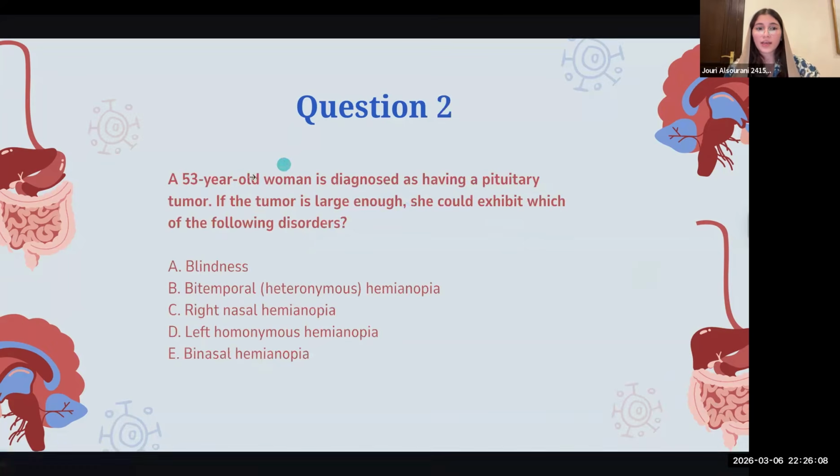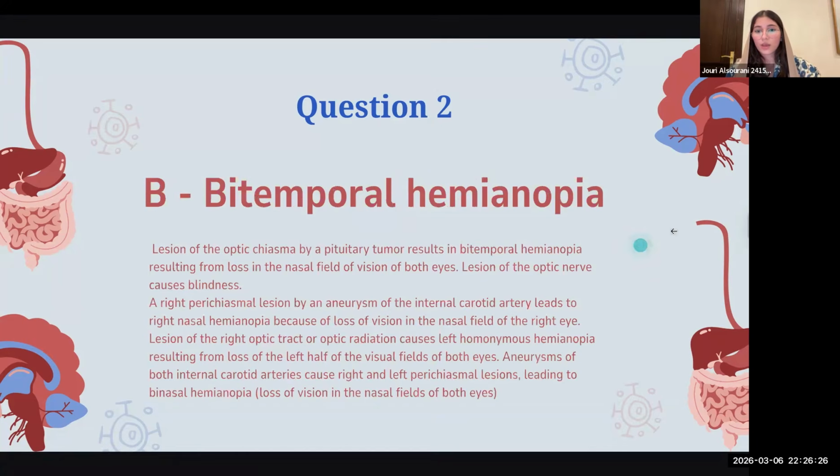Next question. We have a 53-year-old woman diagnosed with a pituitary tumor. If the tumor is large enough, she can exhibit which of the following disorders? Amazing. Yes, you're correct. The answer is bitemporal hemianopia, because we said that if a tumor compresses the optic chiasm, which is above the pituitary gland, we'll have here the loss of the temporal vision of the eyes.